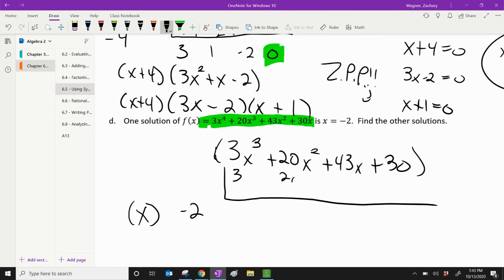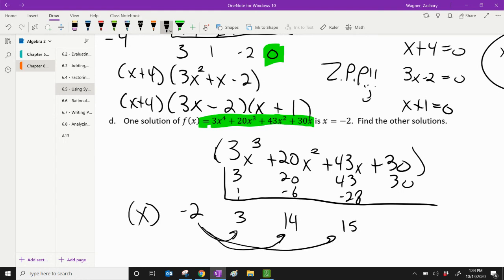There's 3, 20, 43, 30. Drop the 3. I'm factoring out a negative 2. Negative 2 times 3 is negative 6. Add them up to get positive 14. Multiply negative 2 times 14 is negative 28. 43 minus 28 gives me positive 15. Multiply negative 2 times 15 gives me negative 30. Add them up to get 0.